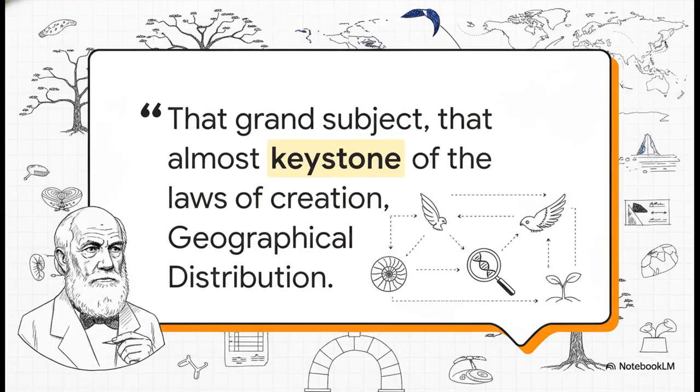To really hammer home how important this is, just look to Charles Darwin. In an 1845 letter to his buddy, the botanist Joseph Hooker, Darwin actually called geographical distribution that grand subject, that almost keystone of the laws of creation. For Darwin, cracking the code of where things lived was absolutely essential to figuring out how evolution itself actually worked.